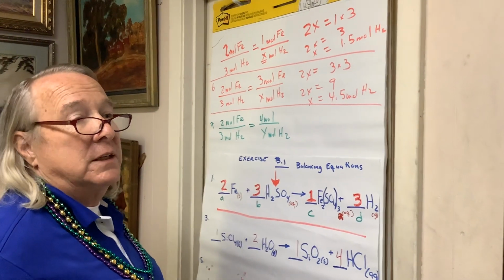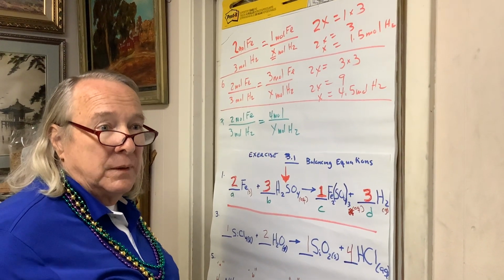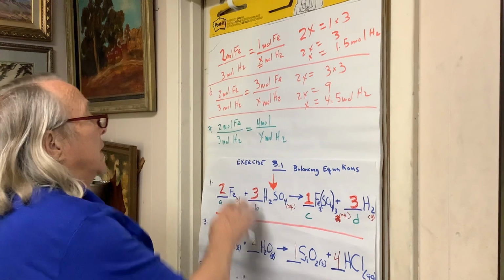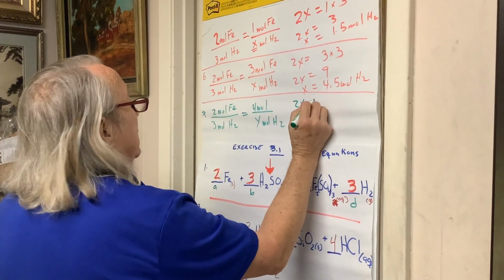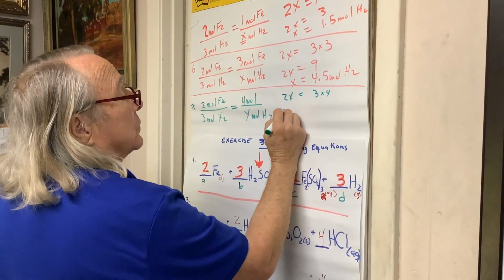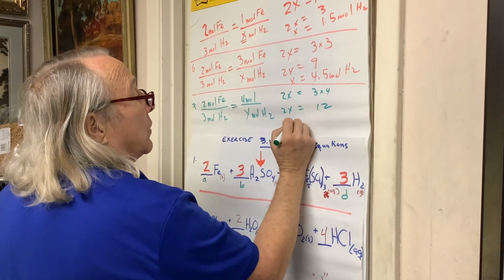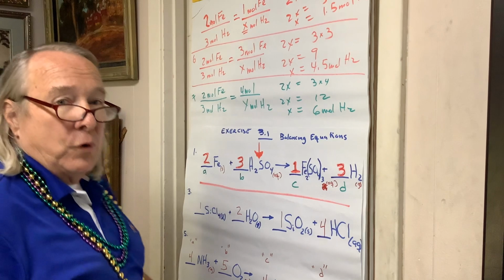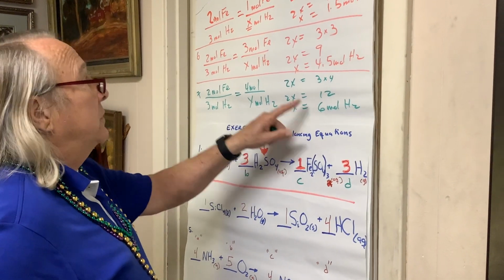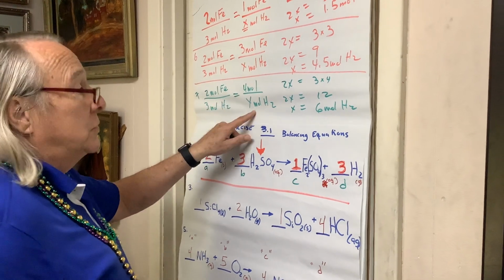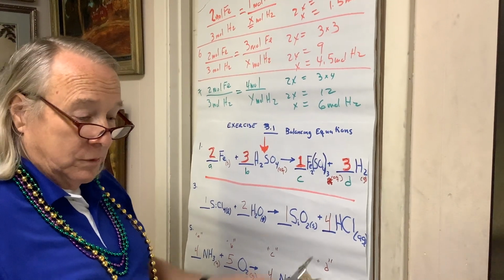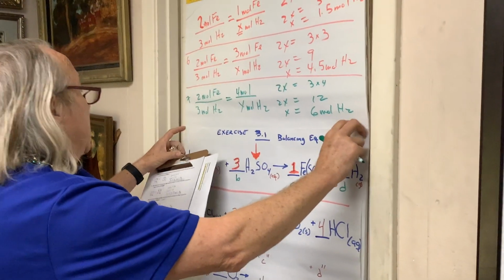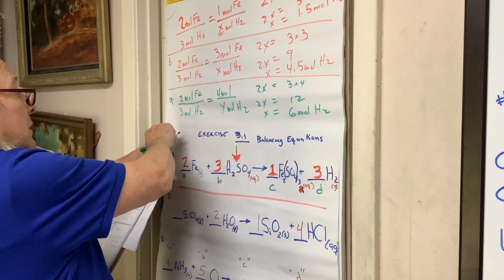So all I can say is, yes, these are straightforward, but they're not easy, because you have to do every step perfectly. So here I have 2x equals 3 times 4, so 2x equals 12, so x equals 6 mole of hydrogen gas. And you say, well, of course, because that's 2 times 3, and you started with twice as much iron, so you should end up with twice as much hydrogen. True. But what if we do something that we can't do in our head? I'll show you that next.